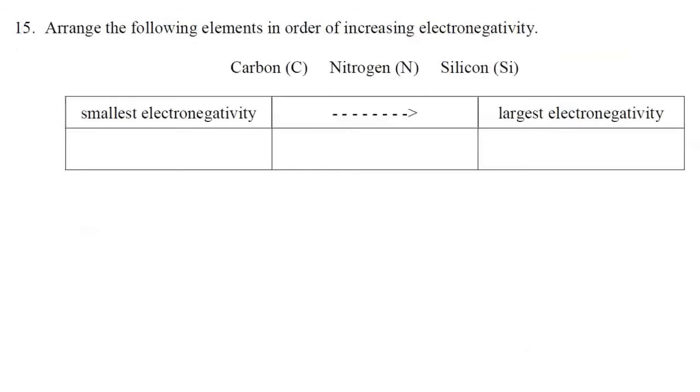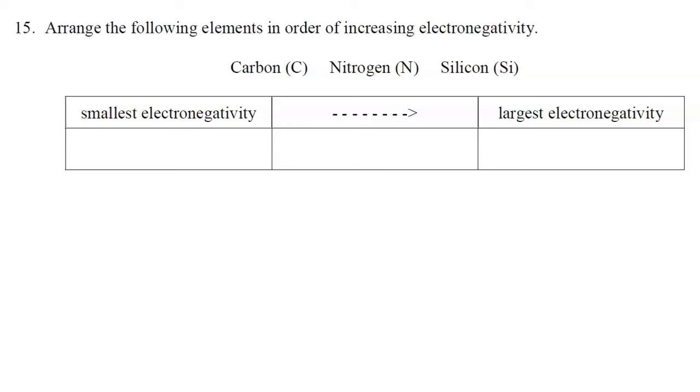All right, this is question 15. And here we are talking about another periodic trend. We've talked about atomic radius and ionization energy. This is electronegativity. The three elements that we are comparing are carbon, nitrogen, and silicon. We don't need to justify our answer in terms of why, but we do need to actually rank them in order from smallest to largest electronegativity.